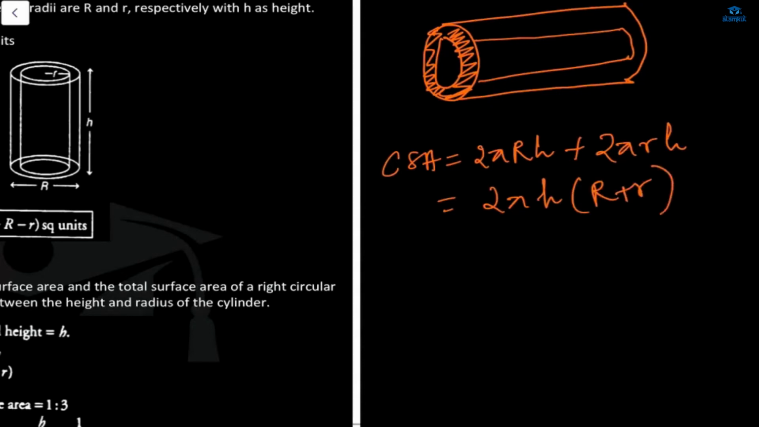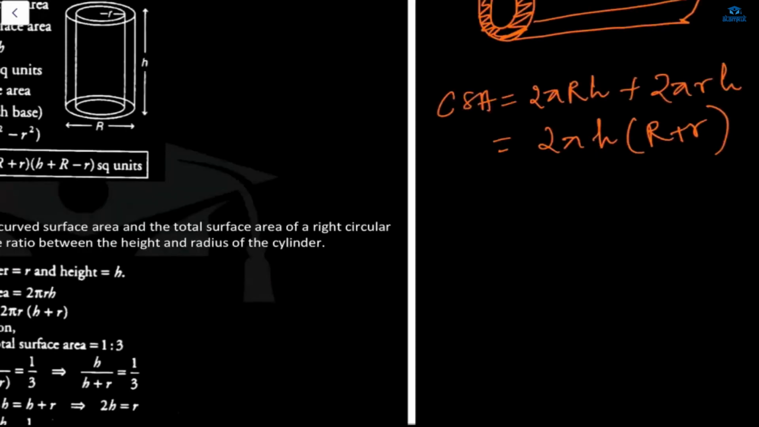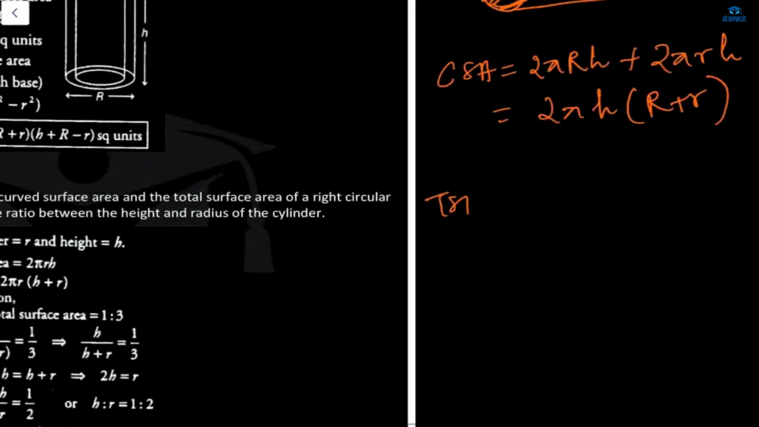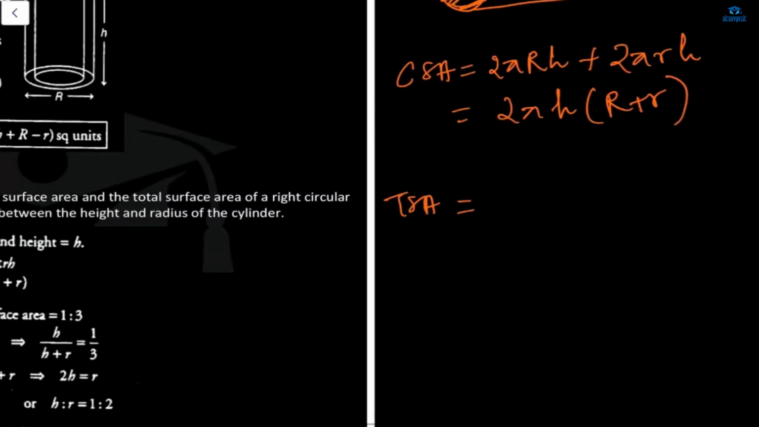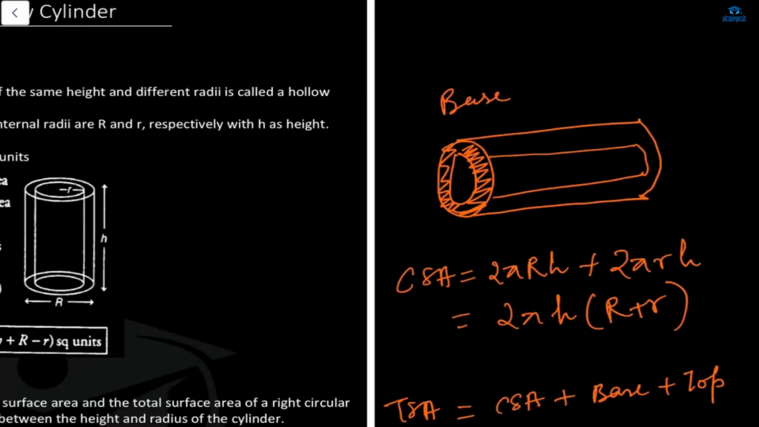Okay, so this is your curved surface area of the hollow cylinder. Similarly, when you are finding out the TSA of a hollow cylinder, what will it be? CSA plus base plus top. Now base will be equal to the base area. What will be the area of a hollow ring? Hollow ring is pi R square minus r square.